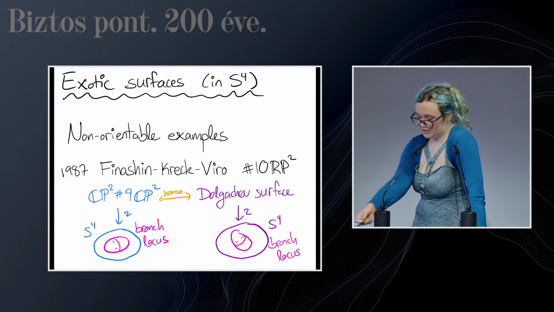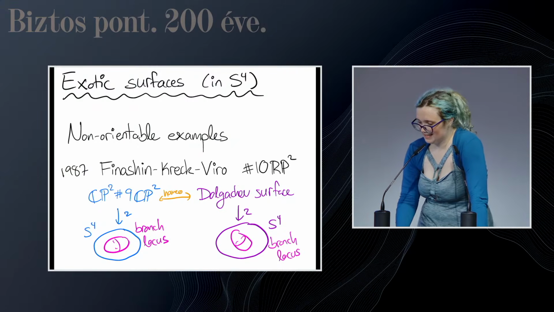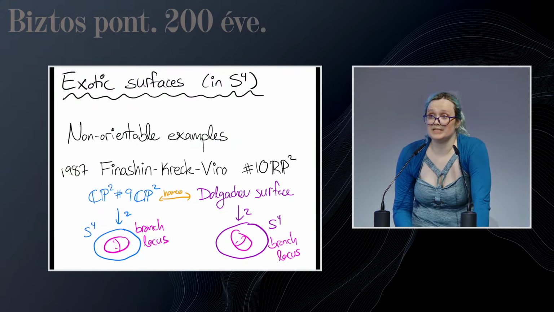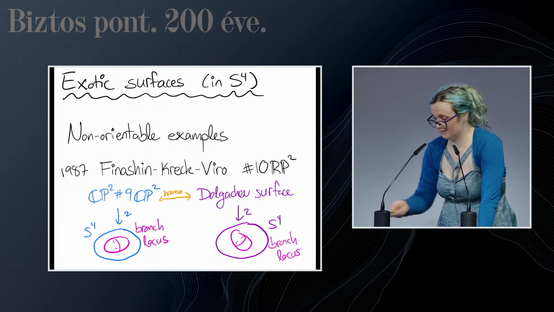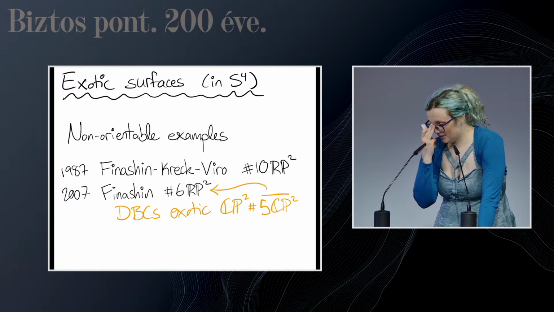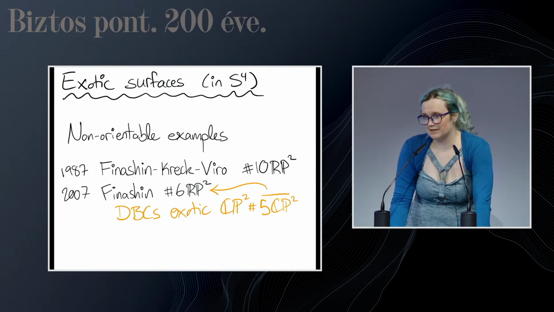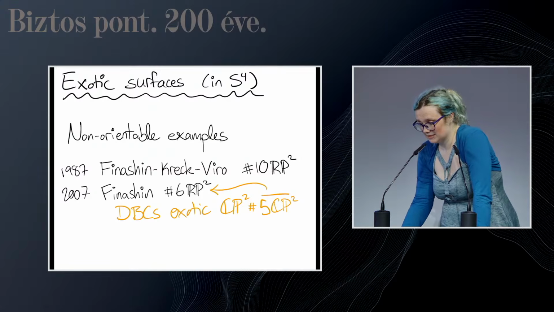And the branch loci in S4 can't be smoothly equivalent to each other because their double-branched covers are not diffeomorphic to each other. So that's the smooth part of the proof of this result. And the Finashin result is similar. It's the same argument, except instead of a Dolgachev surface, he's using some exotic CP2, some 5 CP2 bars.